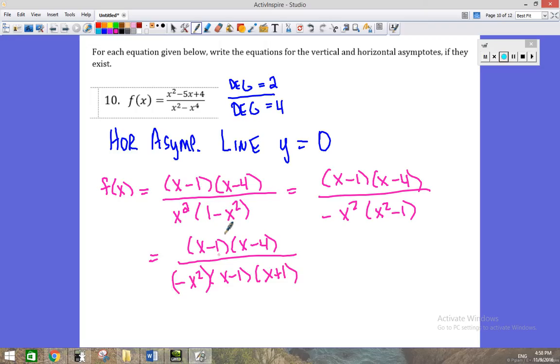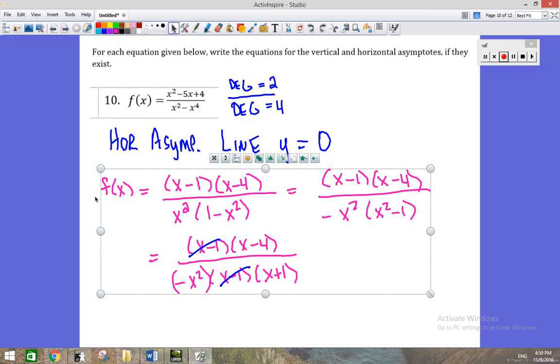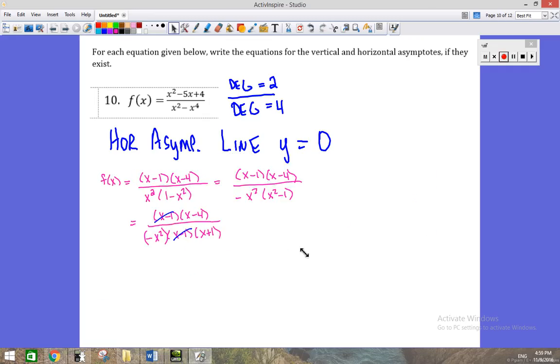So I can see that this factor of x minus 1 cancels with this factor. So this graph has a hole in it at x equals 1. Now, the directions aren't saying that I have to find the location of any holes. It just wants the equation of the asymptotes, both the horizontal and vertical.